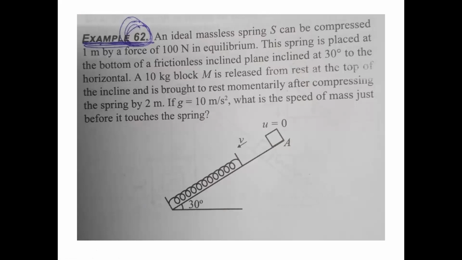So what is this question about? Please read it. Here there is one problem with this question. An ideal massless spring S is compressed 1 meter by a force of 100 newtons in equilibrium. The spring is placed at the bottom of a frictionless inclined plane at an angle 30 degrees to the horizontal.